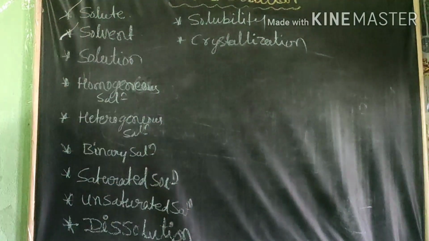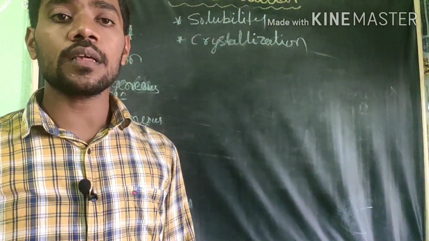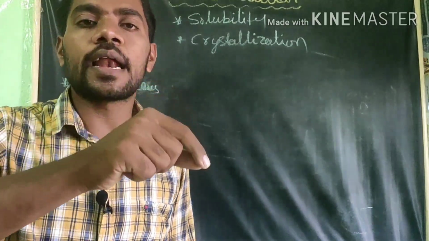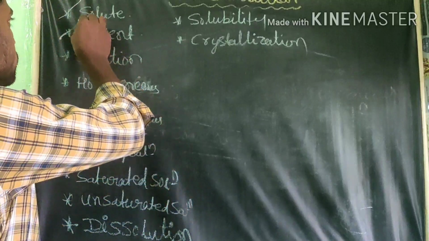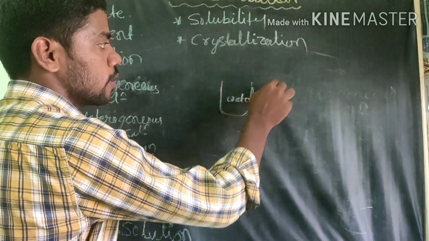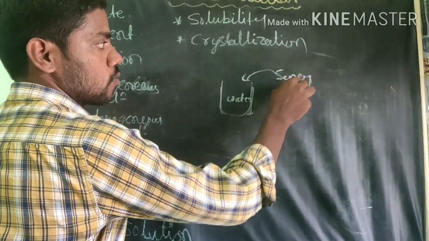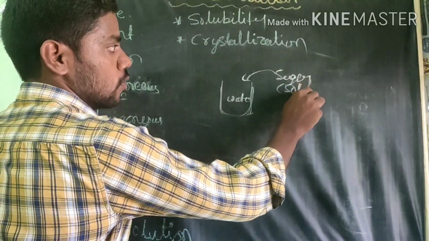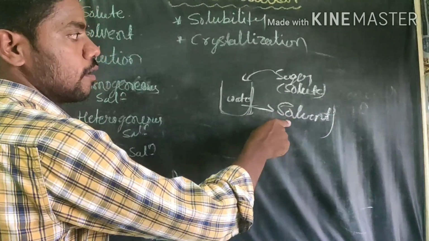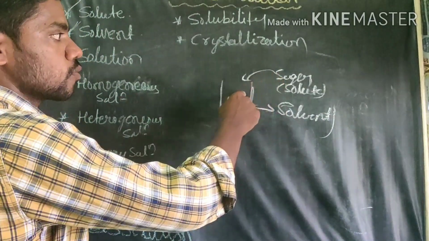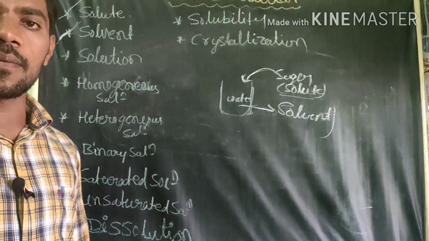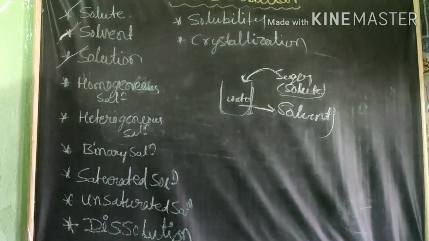Next one, solvent. What is meant by solvent? The substance in which we are adding the solute is called the solvent. Look, I have taken water in the glass, this is water and this is sugar. This sugar is called the solute, and this is called the solvent. The solvent is water and the solute is sugar. What we are adding is the solute, and in which we are adding is the solvent.